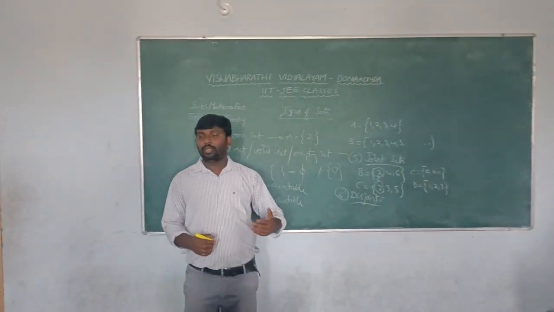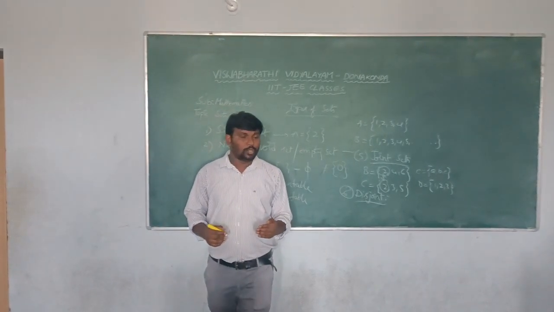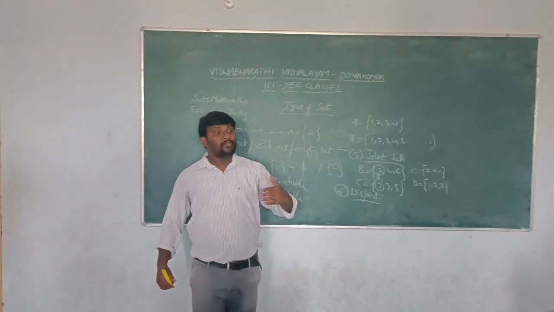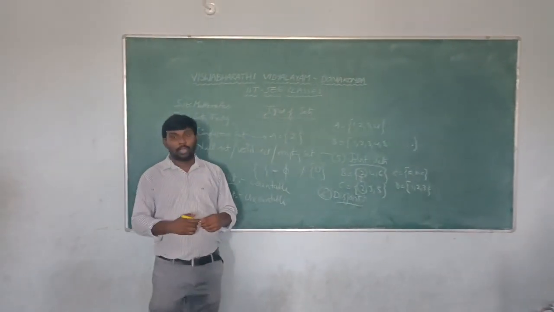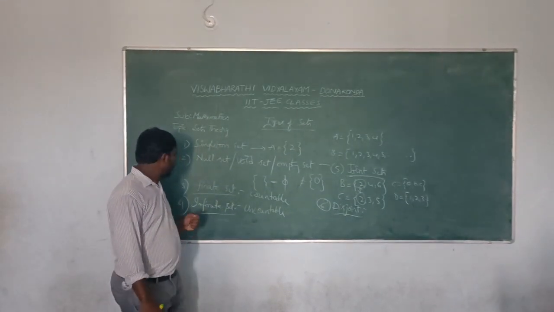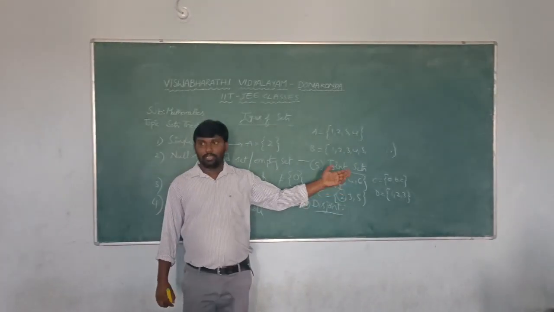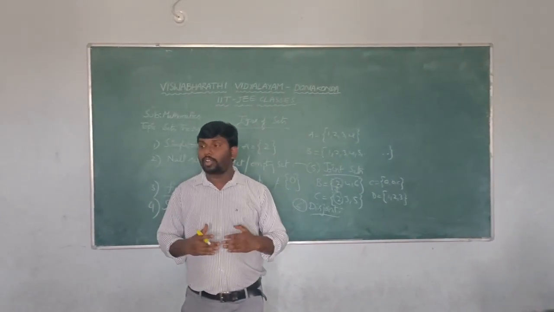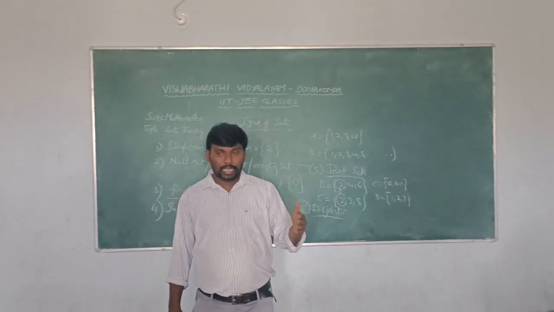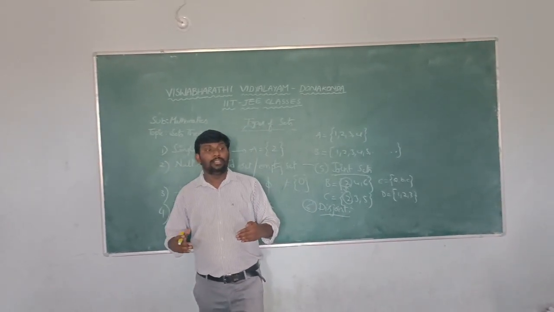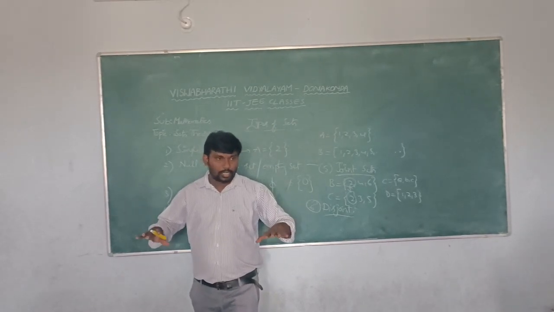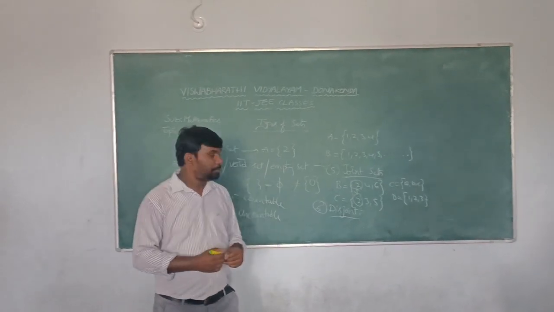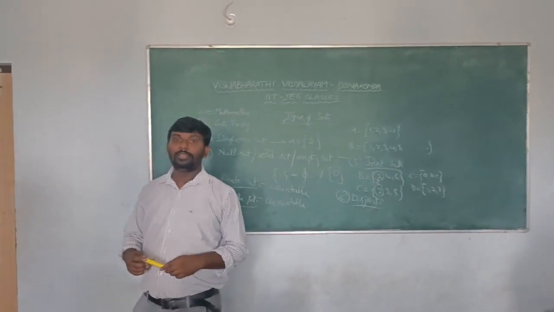Next, finite. I told you already, it has a countable number of elements. If a set contains only a countable number of elements, such sets are called finite sets. If a set contains infinite, uncountable elements, such sets are called infinite sets. And later we saw joint sets, which are nothing but sets with at least one common element. If two sets have no common elements, such sets are called disjoint sets. Clear? Thank you so much.